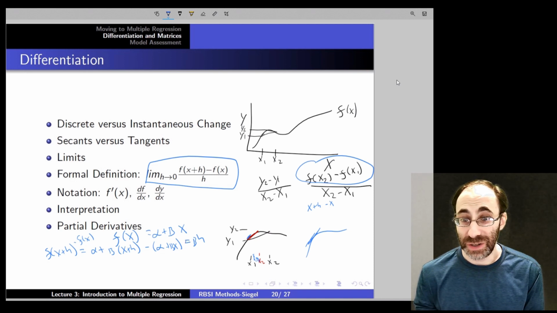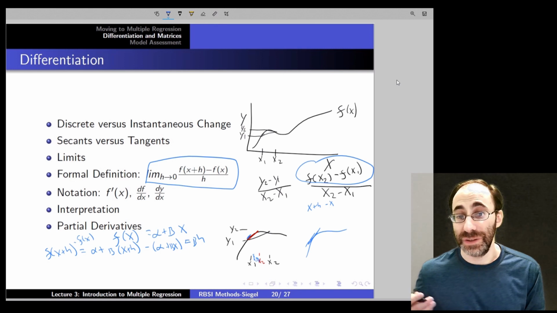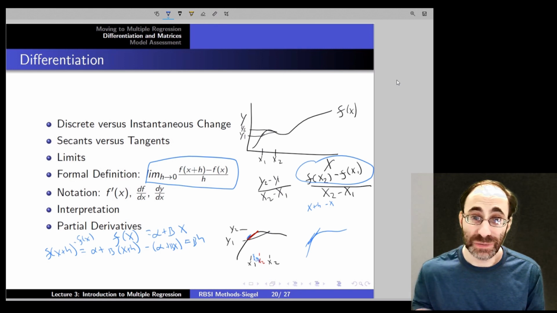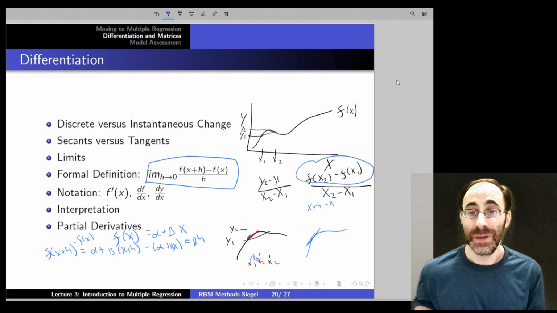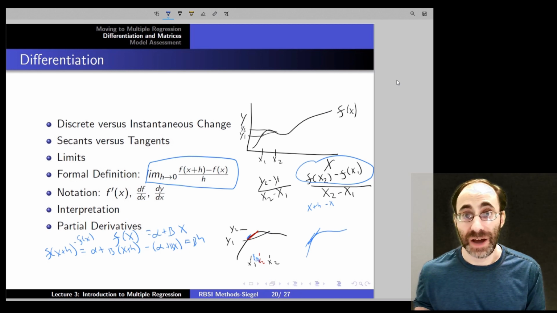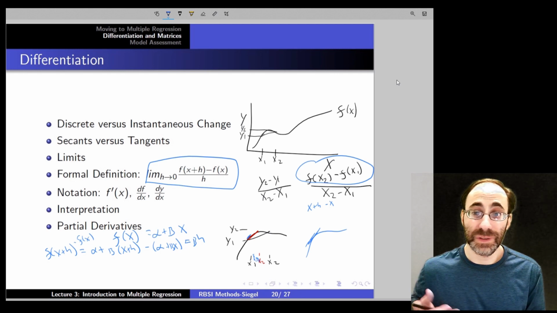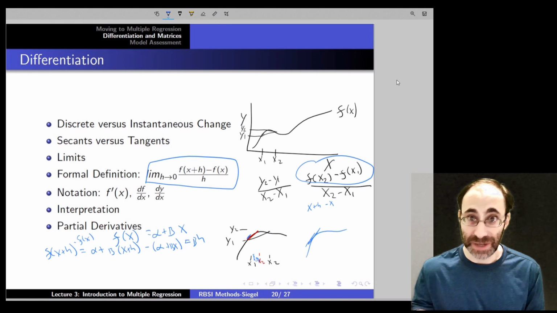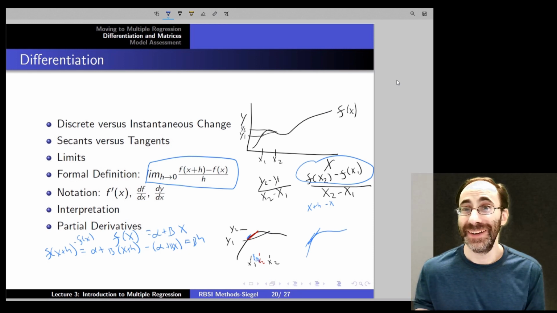So the numerator here is beta h. The denominator is h. When you divide beta h by h, you get just beta. So as a limit as h goes to 0, nothing changes because there's no h anymore. So the derivative of the line with the slope beta is beta. That works out how it should, right?